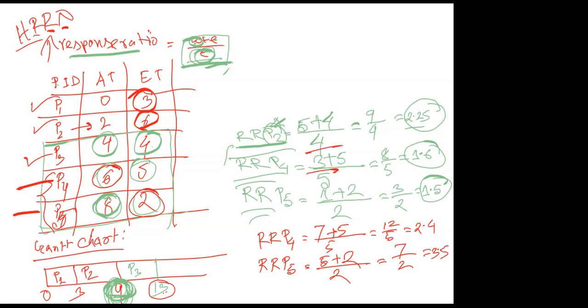So between these two processes, which has the highest response ratio? This is process P5. Process P5 has 3.5. Process P4's response ratio is 2.4 currently. So which process will be scheduled by your operating system? It is process P5.